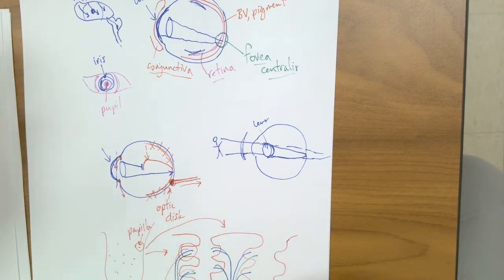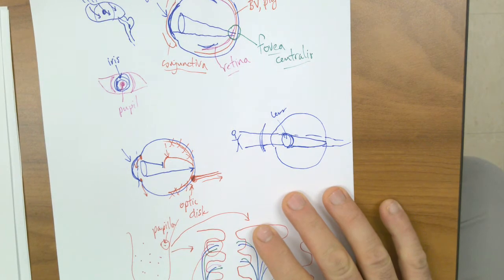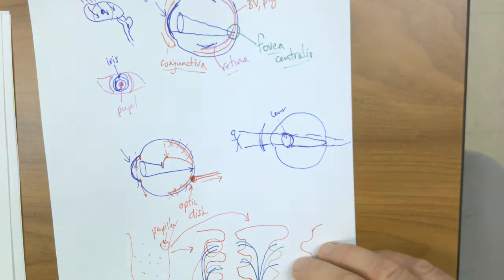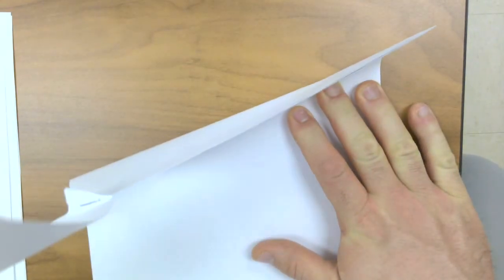Now, vision is detecting light. Smell and taste are both chemical senses, so you're detecting chemicals. And then hearing is sensing mechanical force, so you're sensing vibrations traveling through the air. So that's one thing to keep in mind.